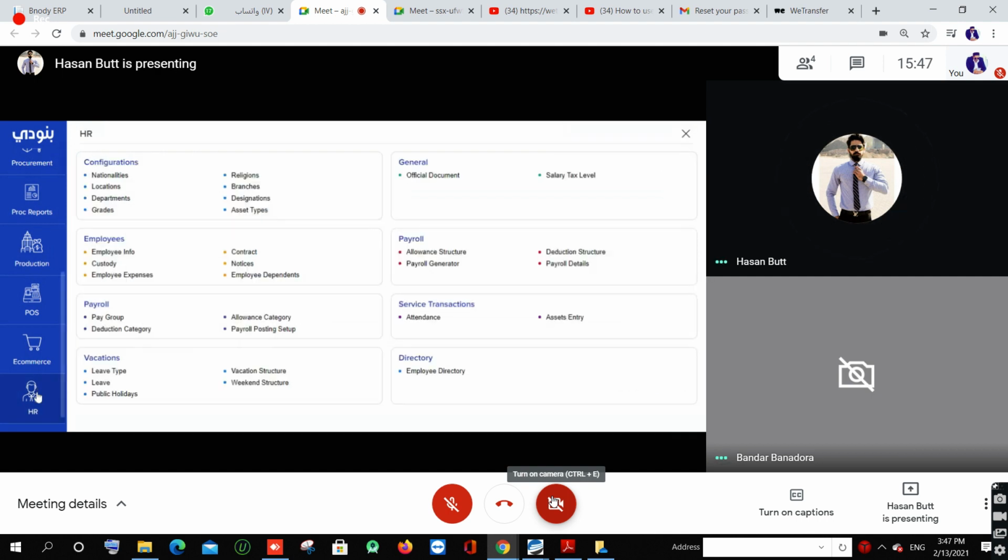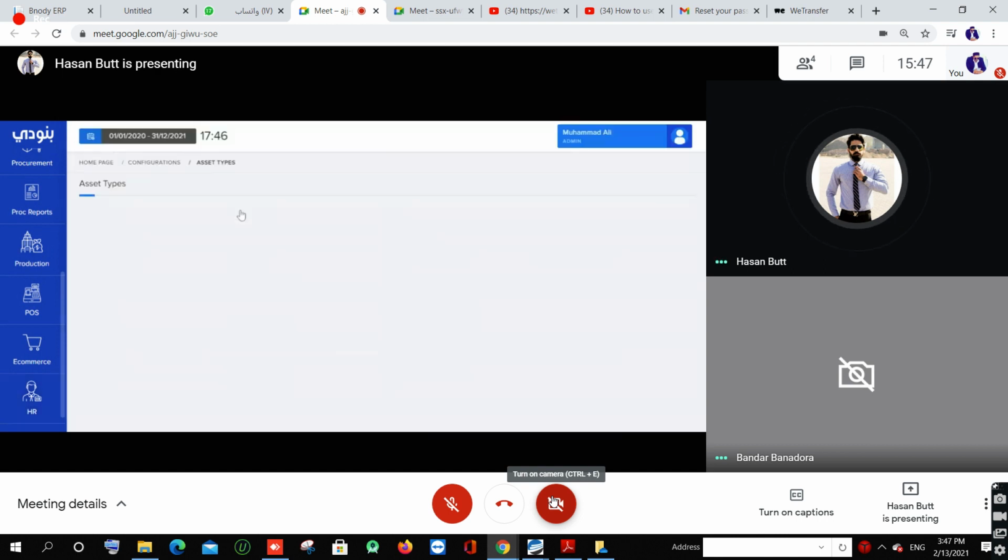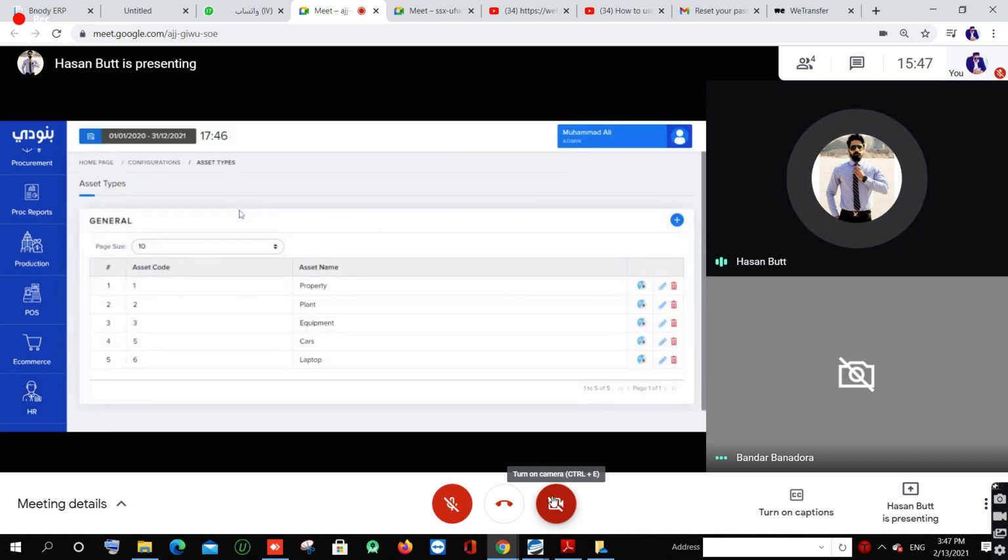Okay, so our grades are clear now, and after that we have the asset types. All the companies have their own assets. For example, one company most likely has its own building, its laptops, its computer systems, its vehicles, which can include the trucks or the cars as well, and also the air conditioning. So these are all the assets of the company.